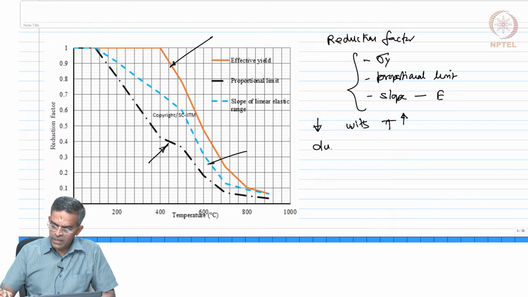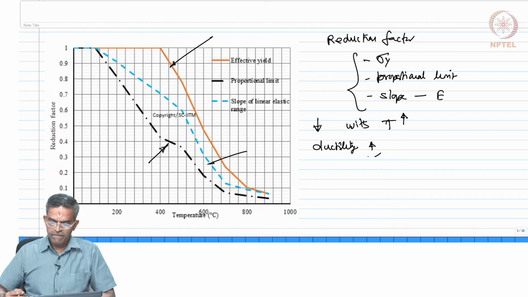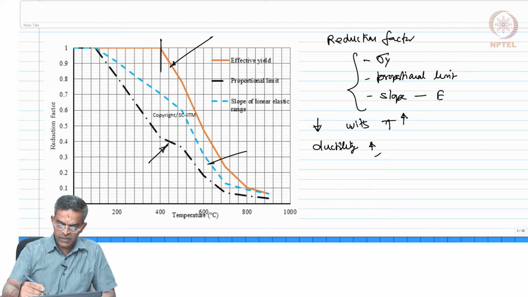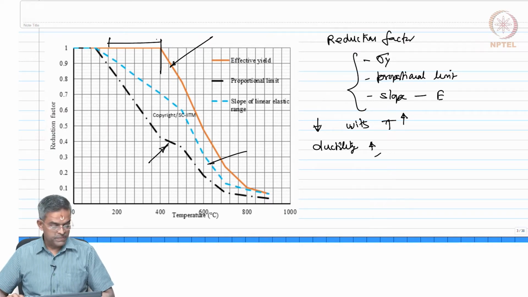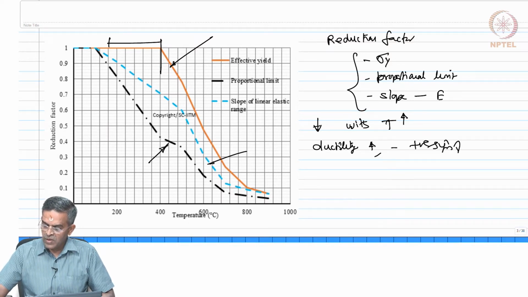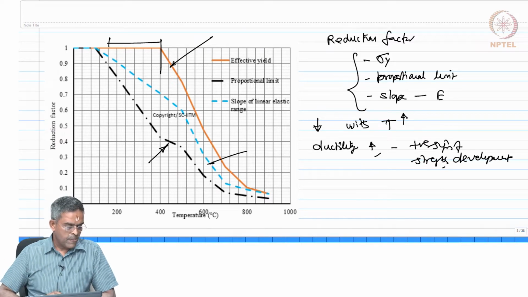However, ductility increases with the temperature to some extent. To some extent you can see here, it is constant, it is not influenced by the temperature, which indicates a positive sign of strength development. So, let us see the other properties of steel.